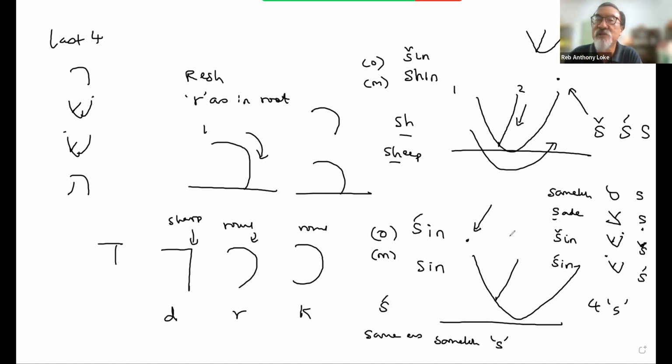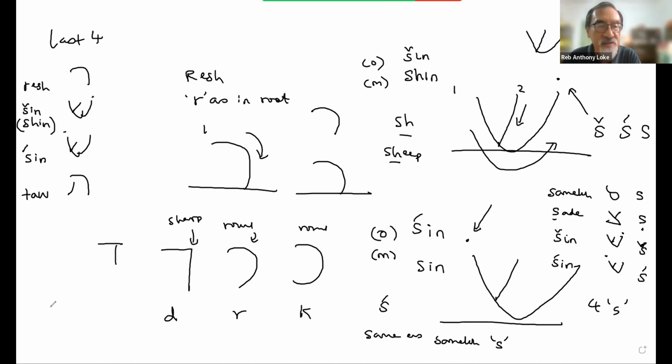That makes it so: Resh, Shin, Sin. Resh, Shin, Sin. Okay, so this one is pronounced like that, but if you don't know, you think of it like this one. Resh, Shin, Sin. And then this one is Tau.